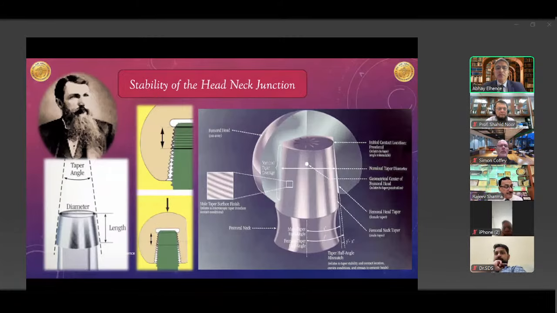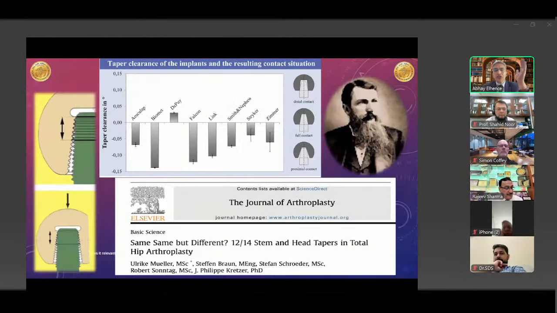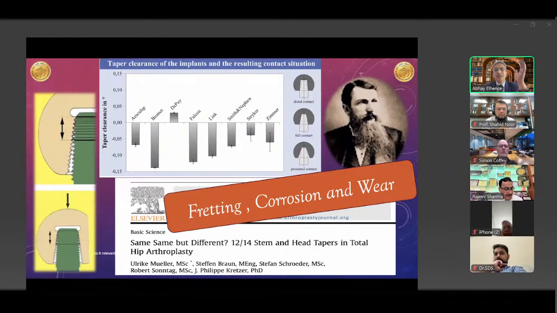And when you talk tapers, you are essentially talking taper mismatch at the head-neck junction, which essentially is a statement of how you will vary or avoid fretting, corrosion, and wear. So this is a bit of understanding your stem well. It is a bit of understanding that not all the 12 and 14 stem tapers are the same.